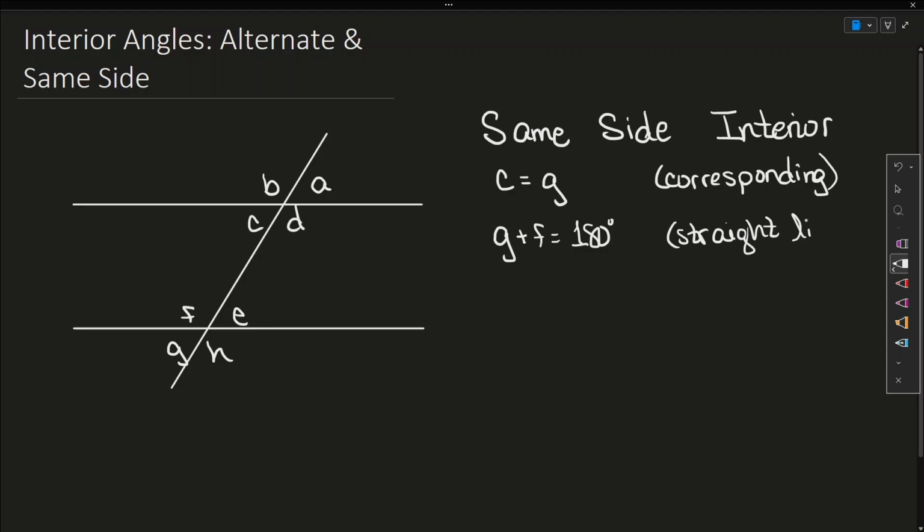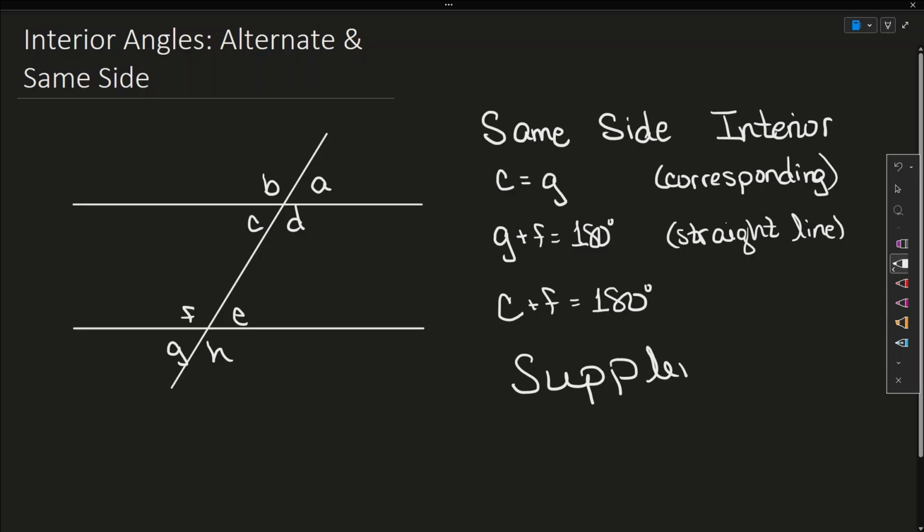After that, we can do a little bit of a substitution. C and G are the same. So I could rewrite this as C plus F is equal to 180 degrees. And this is our conclusion. Same side interior angles are supplementary. They add up to be 180.